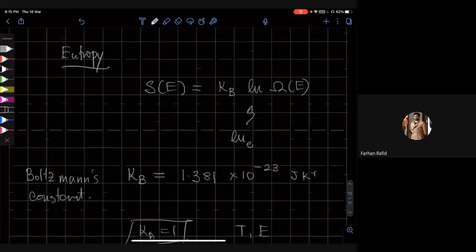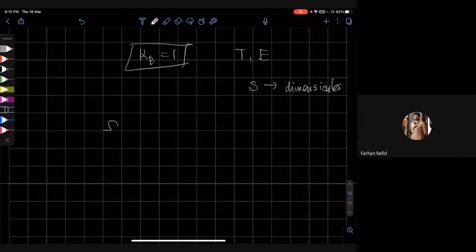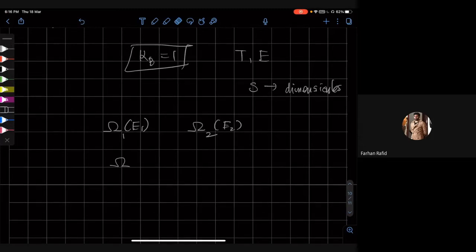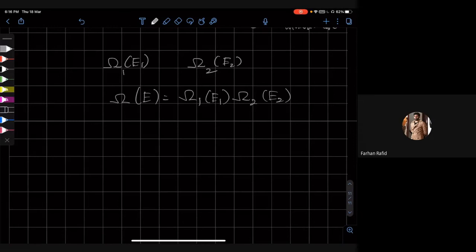All right. So the nice thing about this definition is that, suppose we have two systems, and one system has energy E1, and omega 1 is the number of microscopic configurations, and another system has energy E2, and omega 2 is the number of microstates. Then if I combine the two systems together, the number of microstates is going to be this, right? But the entropy of the combined system is additive. Right, so this is the nice thing about this definition of entropy.